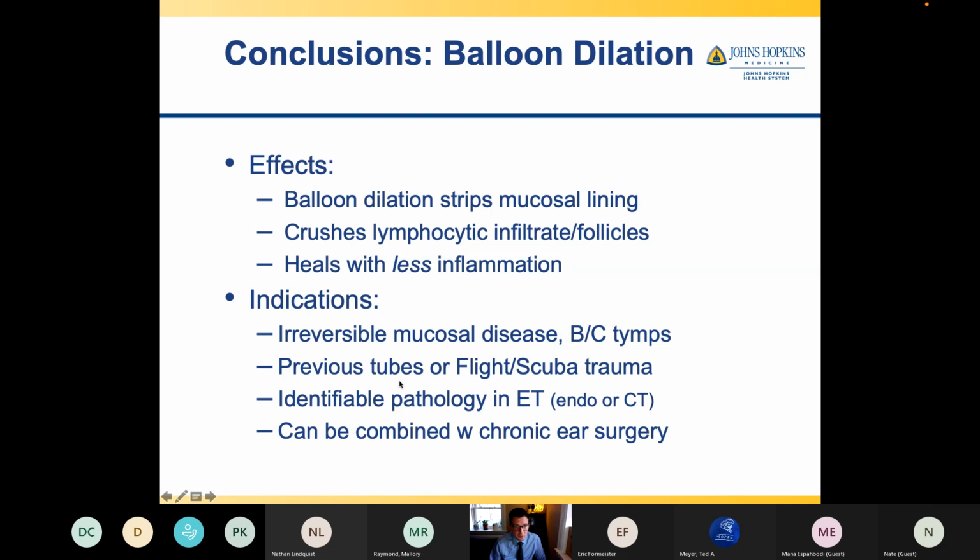If they've had tubes before, that's really helpful. Sometimes they've had flight or scuba trauma. And I always have to look for any evidence of pathology on the eustachian tube. If I don't see that, then I'm less inclined to want to do this procedure.